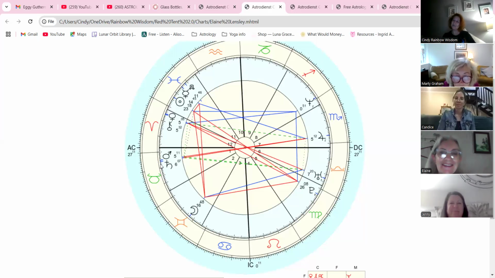May I ask a question? Yep. Okay, so the relationship between Uranus and Saturn on her chart, is that because they don't really, is it the green line? Yes. Okay, yes, all right. And so they're invisible to each other, but not really invisible. Yeah. All right.